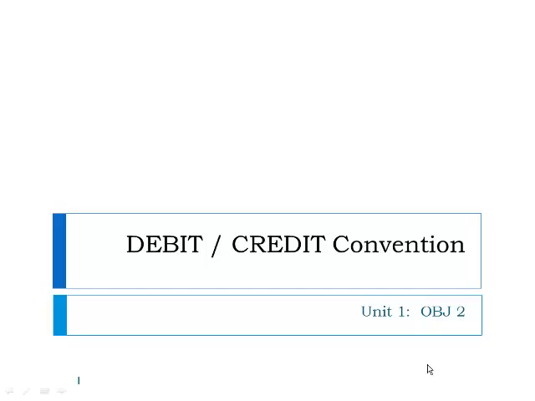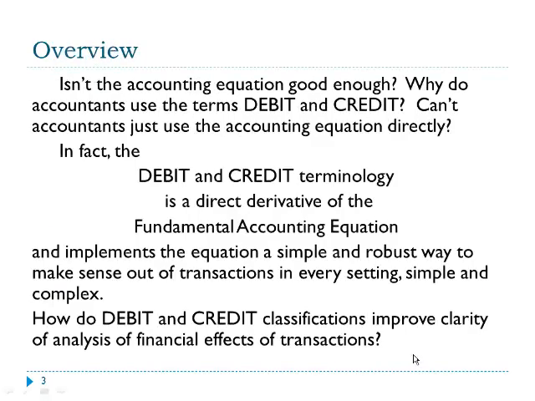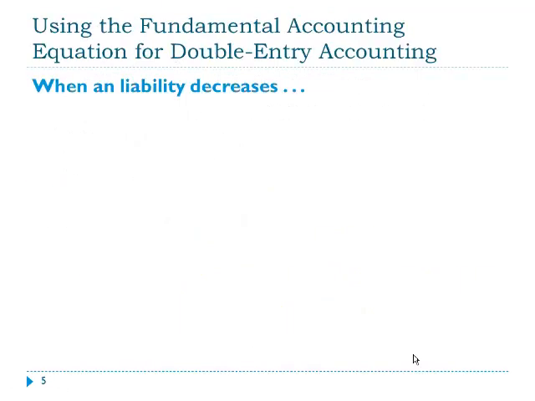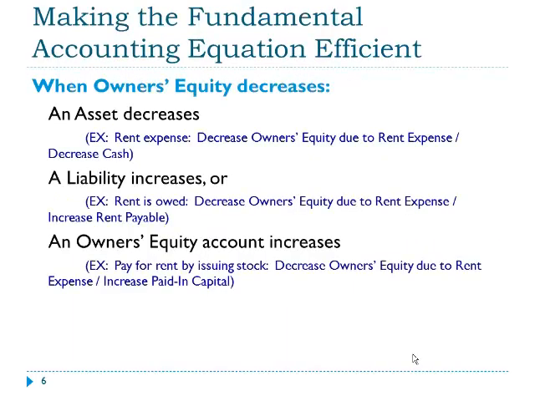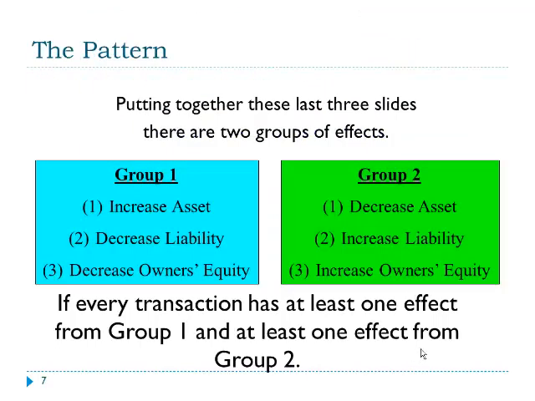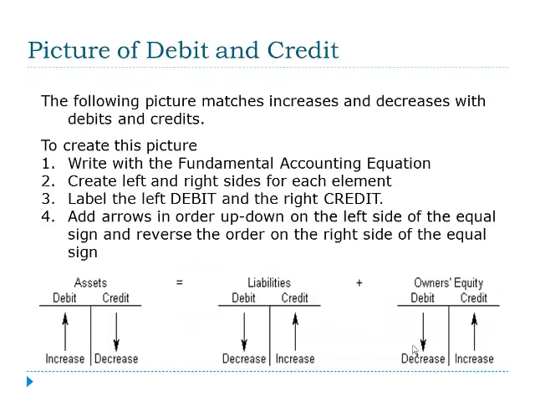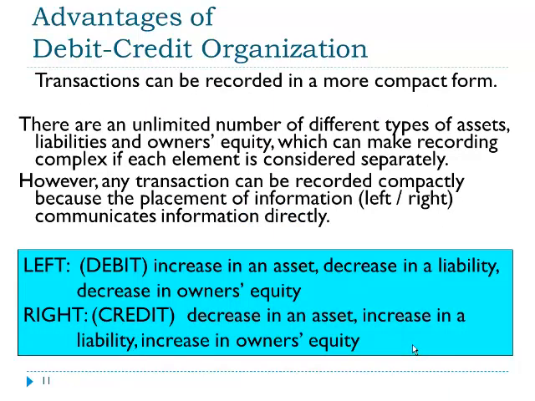Welcome to Objective 2 in Unit 1 of Accounting 3310. We've already gone through the initial slides of this presentation. We've learned how to use debits and credits to describe a transaction in a clear and unambiguous way. And this portion of Objective 2 is going to apply that analysis now to actual transactions. So I'm going to step through each of the transactions on these last slides and discuss why we have the interpretation that we would have for each of these transactions.